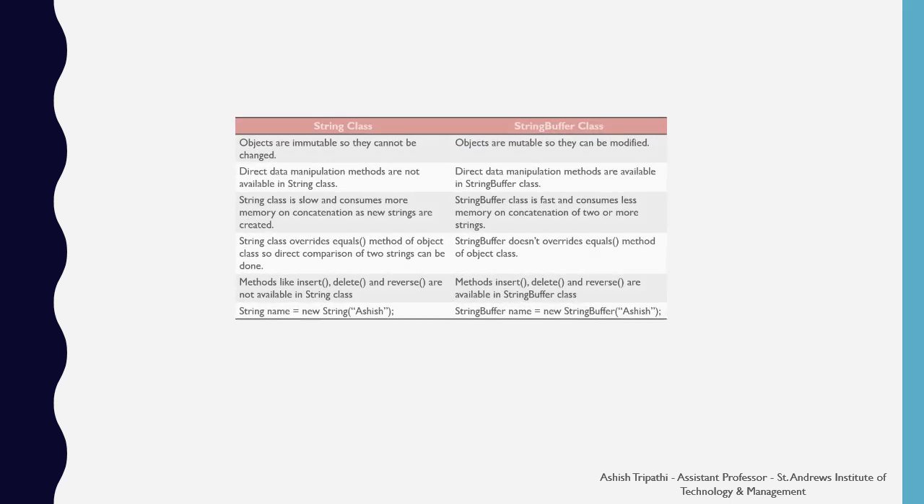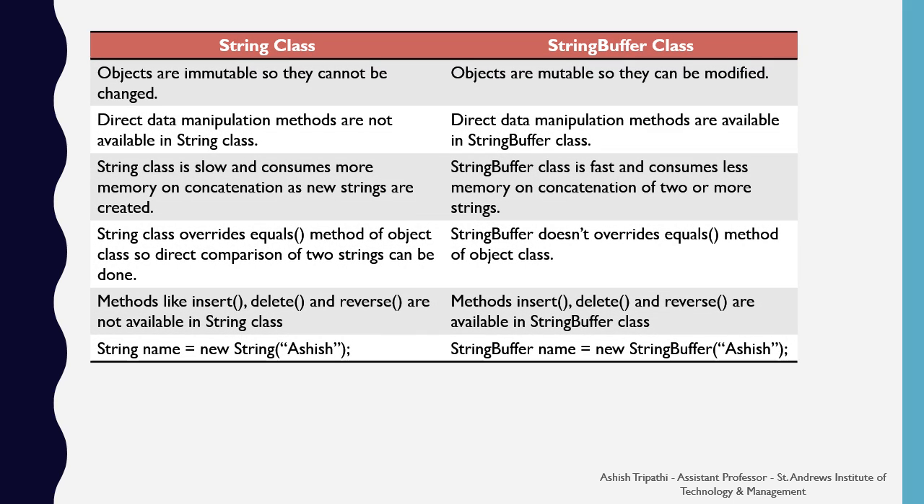Here is the difference between the String class and the StringBuffer class. The objects are immutable, so they cannot be changed in the String class. The objects are mutable, so they can be modified in the StringBuffer class. Direct data manipulation methods are not available in the String class, whereas direct data manipulation methods are available in the StringBuffer class.